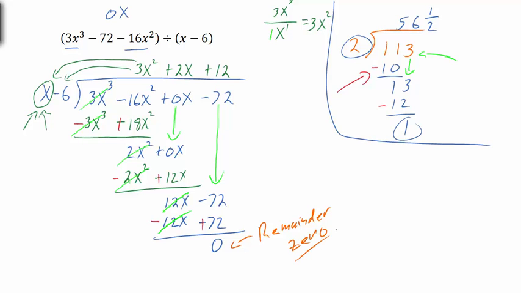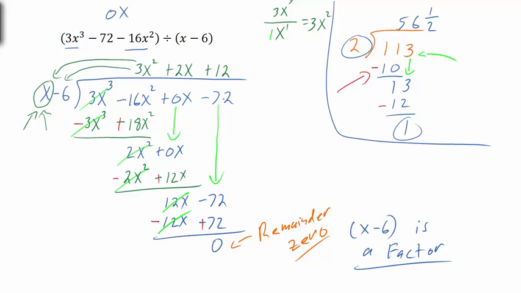And what does that mean if we have a remainder of 0? That means that the x minus 6 divides evenly. So what that tells us is that the x minus 6 is a factor. Okay, if it divides evenly, that means it's a factor of 3x cubed minus 16x squared minus 72.